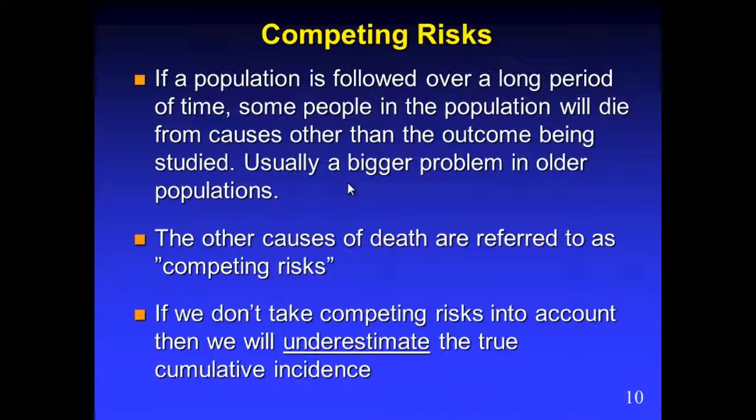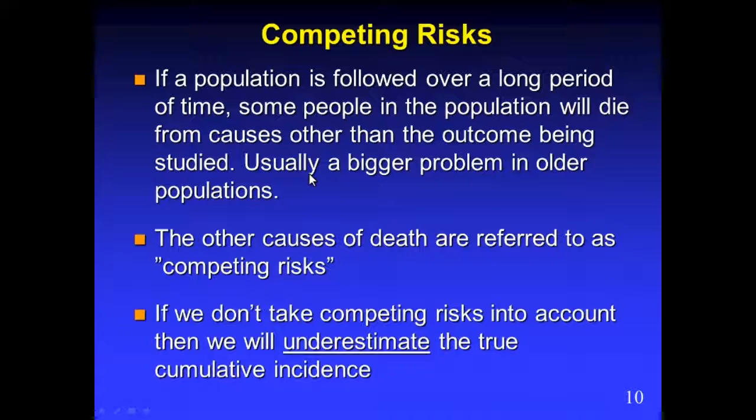Something we have to take into account is competing risks. The basic underlying assumption for cumulative incidence is that everybody is followed over a long period of time, and that the only health outcome that anybody gets, the only thing that they die from, is the disease that we're interested in, that we're following. But particularly if you're following a population over a longer period, then people are going to die from other causes, and so we really have to take this into account when we're calculating our incidence rates. Otherwise, as I'll show you, we'll underestimate the true cumulative incidence.